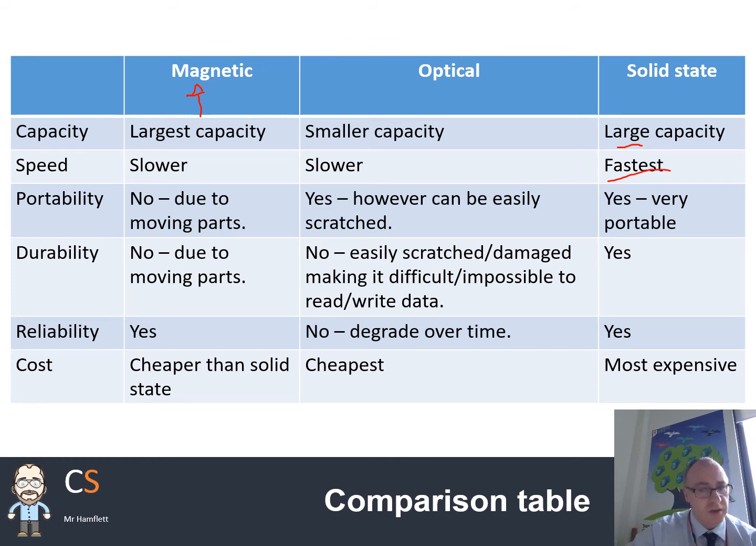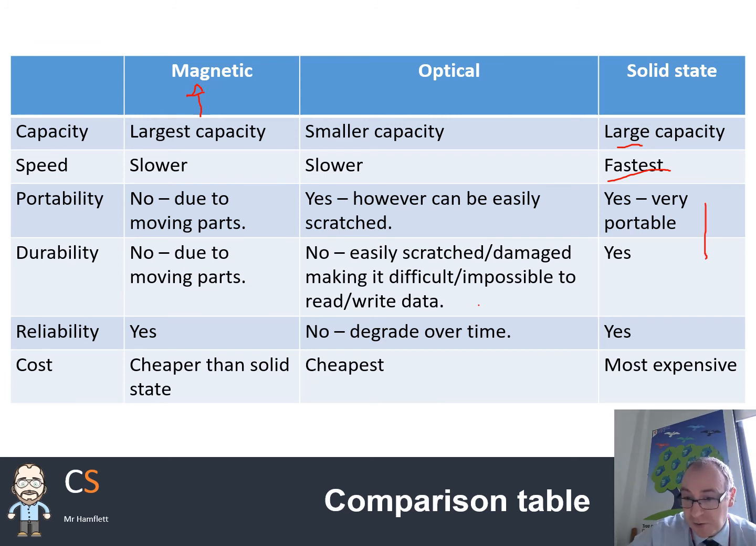Portability, magnetic drives are not very portable. They have moving parts, so if you start moving it when it's in access, there's a danger of actually breaking it and ruining your data. Optical, you can move it around, but there is that risk of it being scratched. Although it is very portable, it is also not very durable, which comes on to the next thing. It's easy to scratch them and things like that. Magnetic is not durable because if you accidentally drop it when it's reading and writing, it will damage the device.